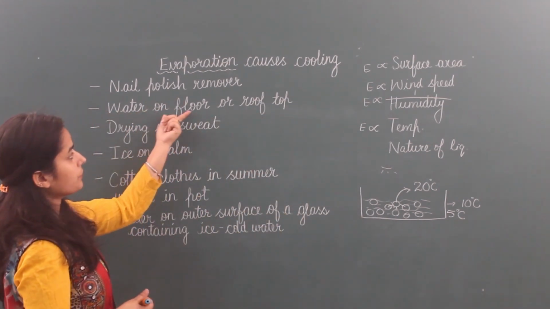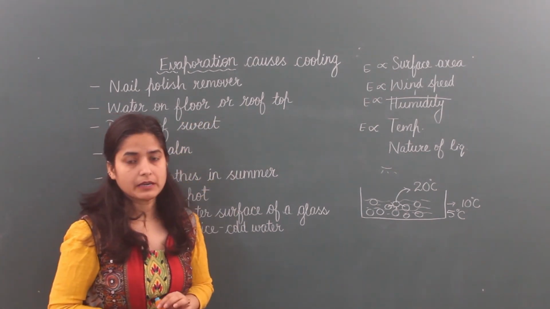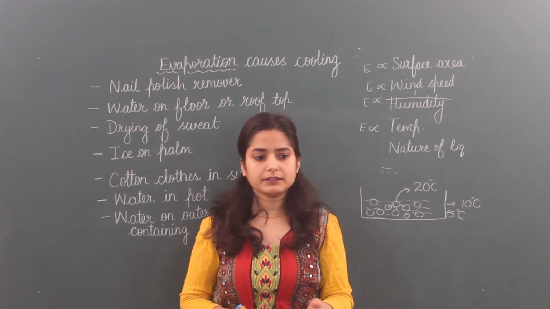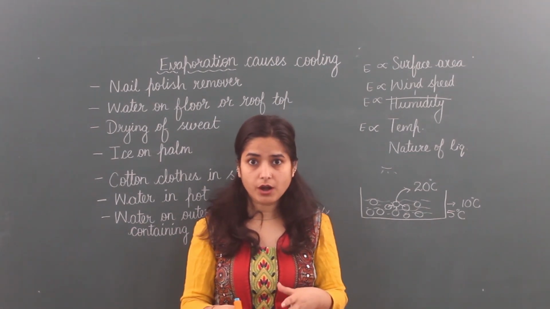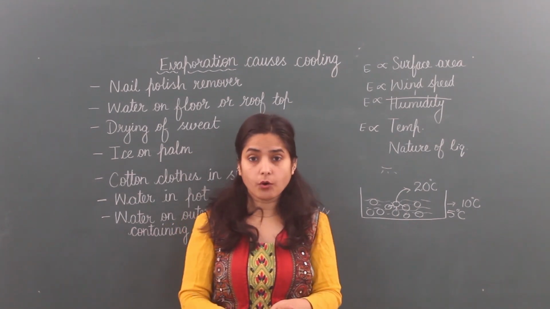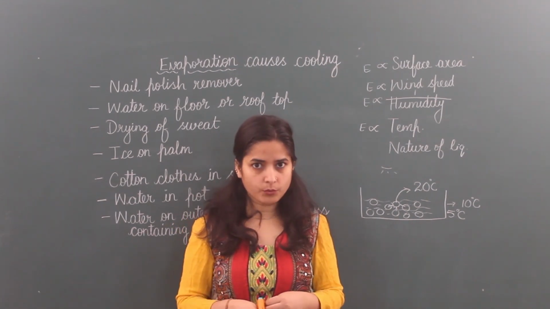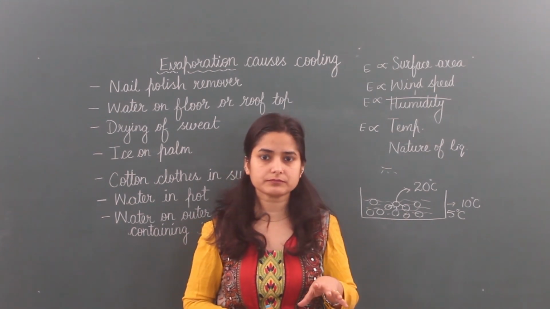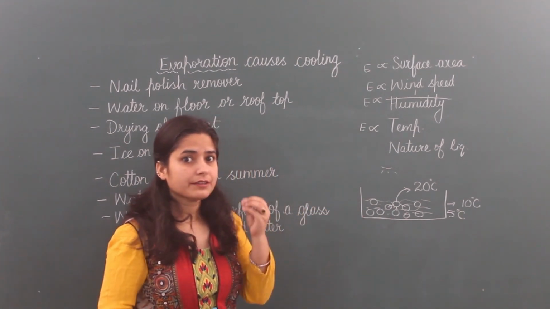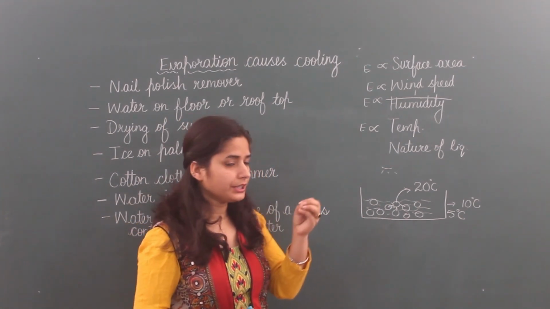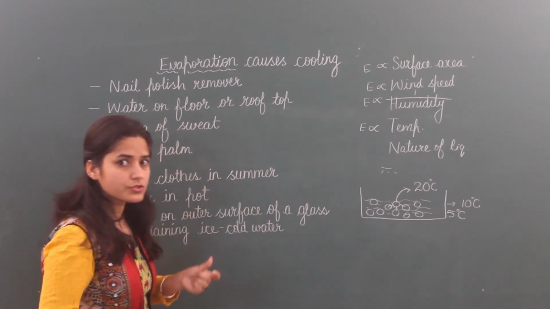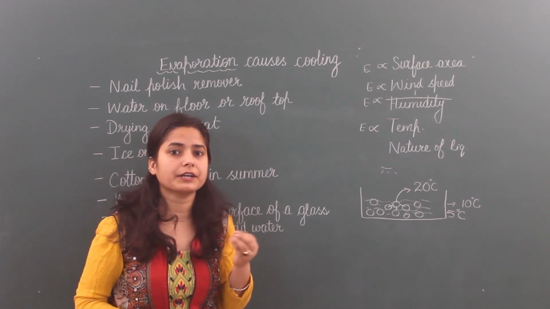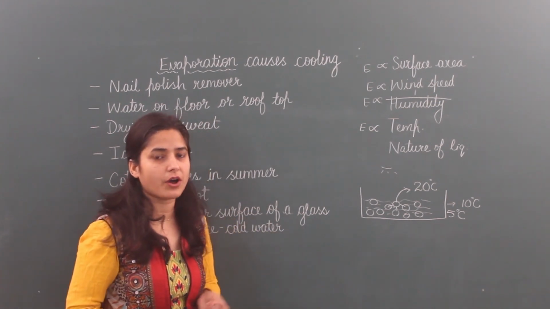Next, water on floor or rooftop. In summer season you have seen many people outside their shop, or on the floor inside the home, or on the rooftop, sprinkle water. Why? Because that water will take heat from the floor or rooftop and get evaporated and reduce the temperature of the home.